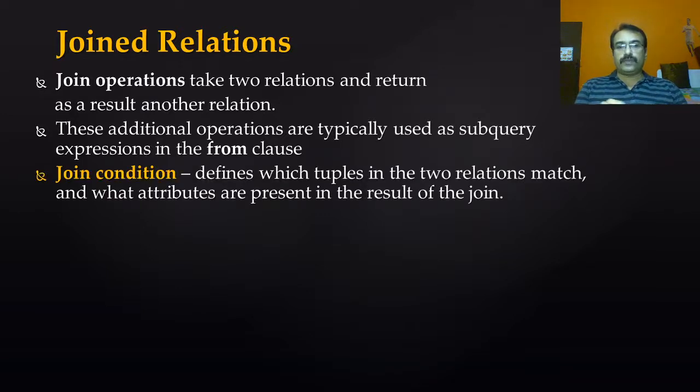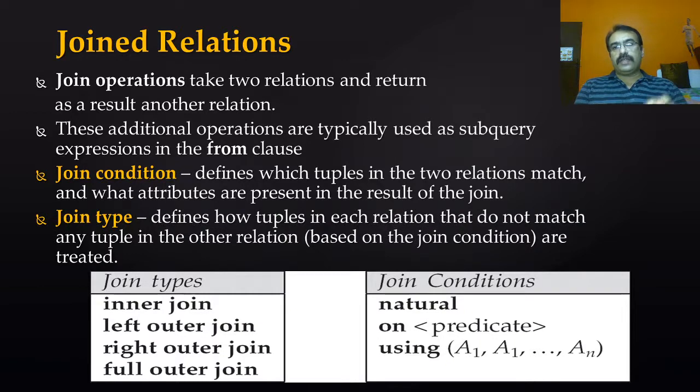There are two things which we need to take care of: join condition and join type. We can have different join types, or we can join two relations in different ways. Those may be the natural join, inner join, outer join, that is left outer, right outer, full outer. These kinds of join types are there, which define how the tuples in each relation that do not match any tuple in the other relation are treated.